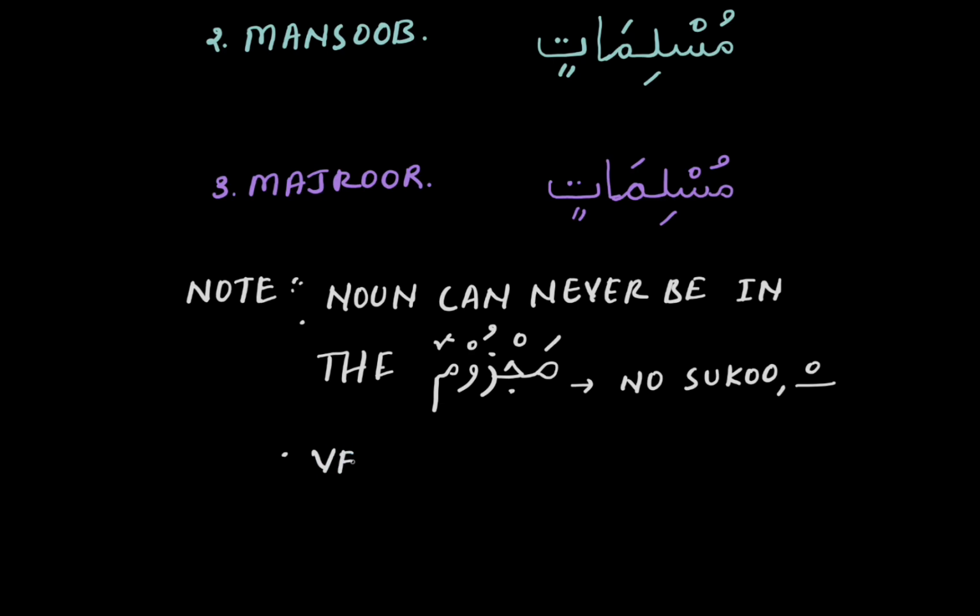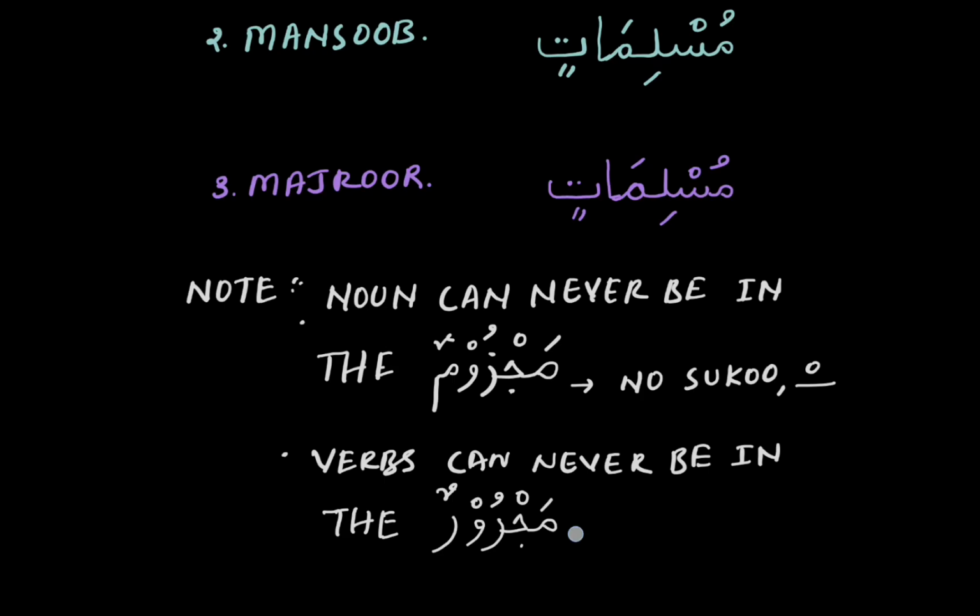Similarly, verbs can never be in the majrur state. That is, the verbs will not carry a kasra. The verbs do not take a kasra at the end of the word, and nouns will not take a sukun at the end of the word. You will understand this in the coming lessons, inshallah.